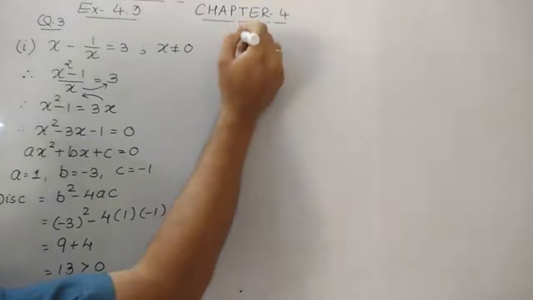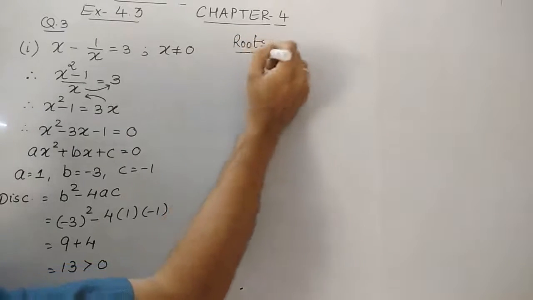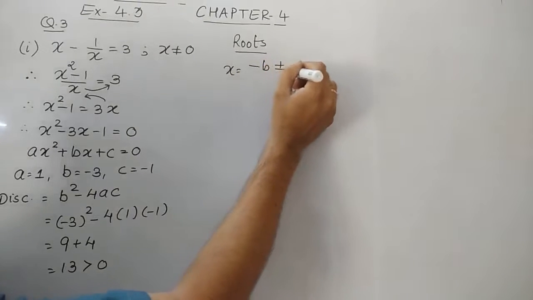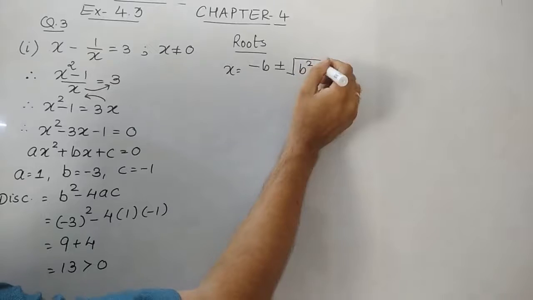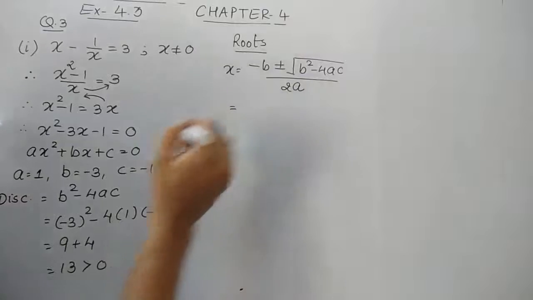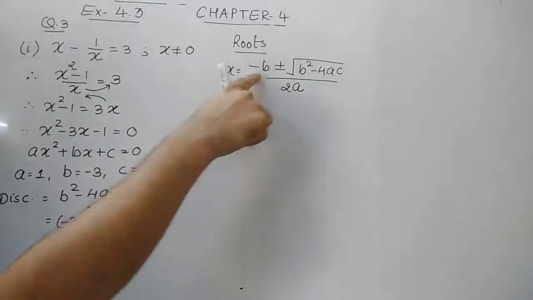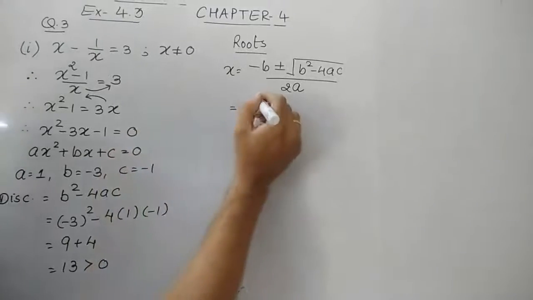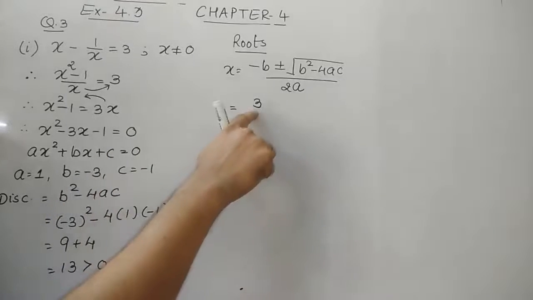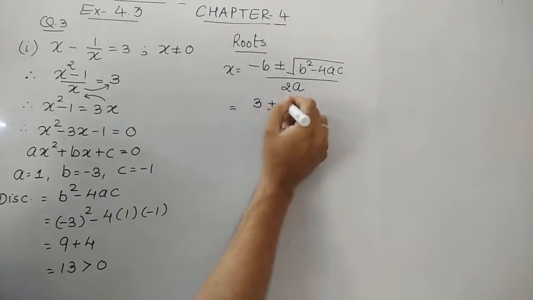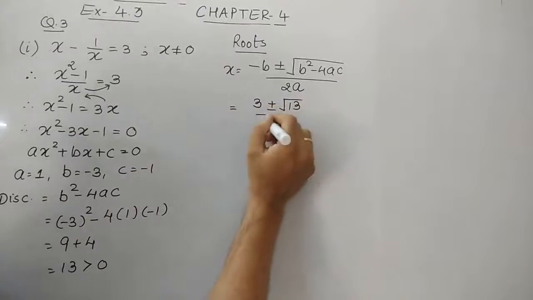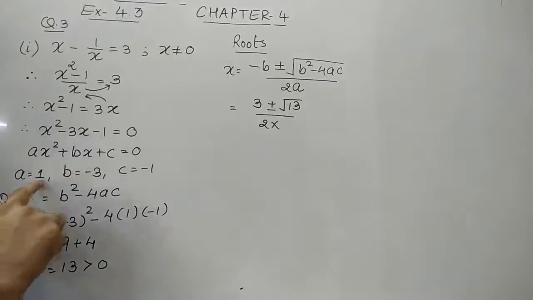So now let's find out the roots. We have the method to find the roots: x is equal to minus b plus or minus square root of b square minus 4ac upon 2a. Let us just substitute the values. The value of b is minus 3, so minus b must be the additive inverse of this. That means we have to write the additive inverse of the value of b. Minus 3 becomes plus 3. Plus or minus, the value of b square minus 4ac is 13, upon 2 into the value of a, that is 1.